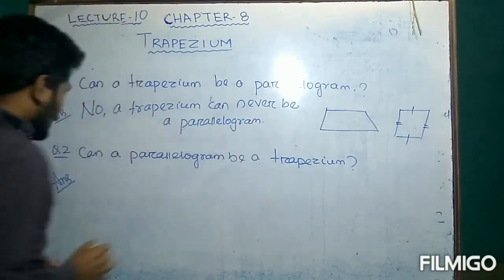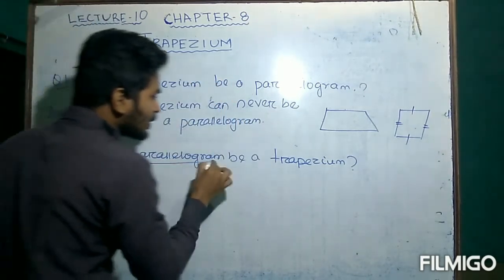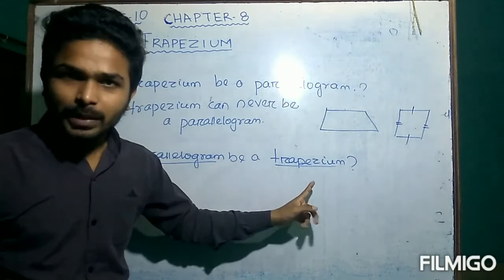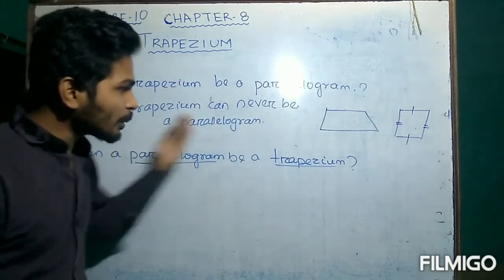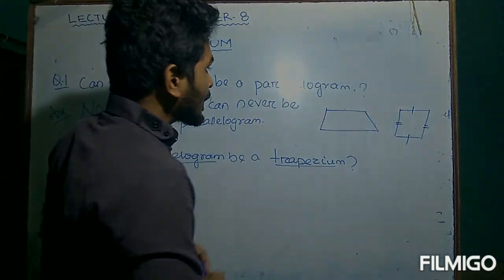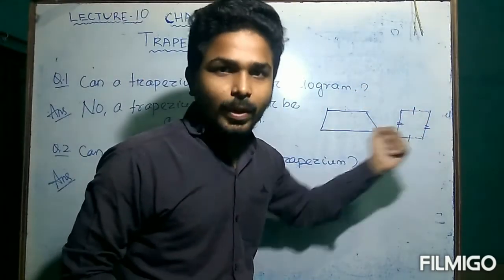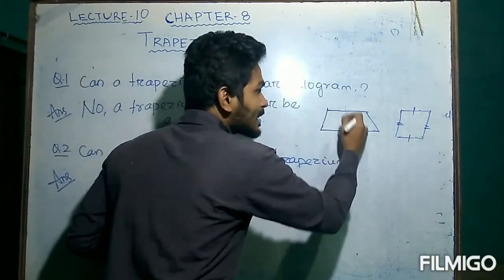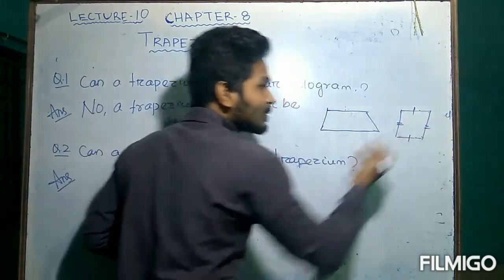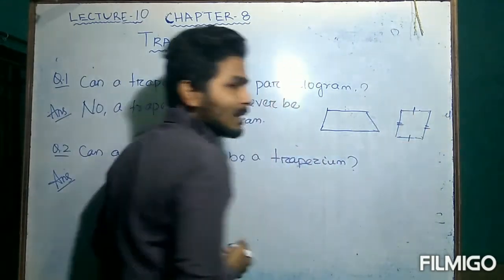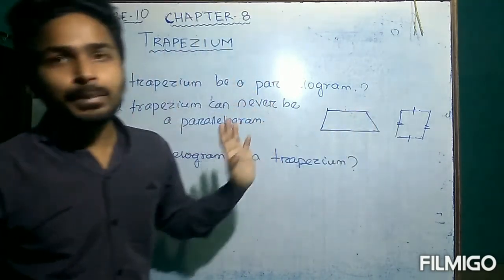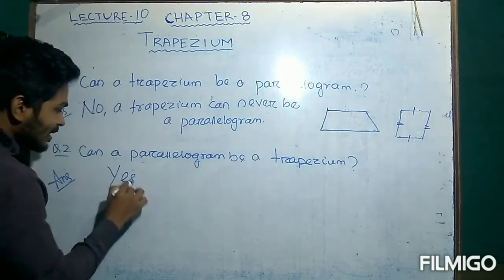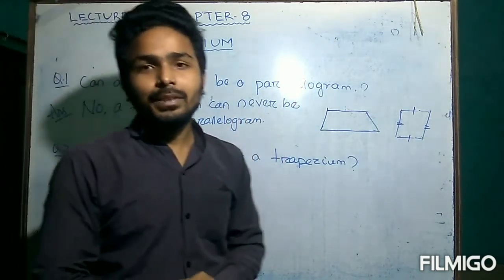Coming to question number 2. Can a parallelogram be a trapezium? In order to be a trapezium, a parallelogram has to follow every property of a trapezium. So let's verify. A trapezium is a quadrilateral, and a parallelogram is also a quadrilateral. The second property is that in a trapezium, only one pair of sides are parallel, and a parallelogram also has parallel sides. That means it satisfies every property of a trapezium. So you can write yes, a parallelogram can be a trapezium. The simple answer is yes. Understood?